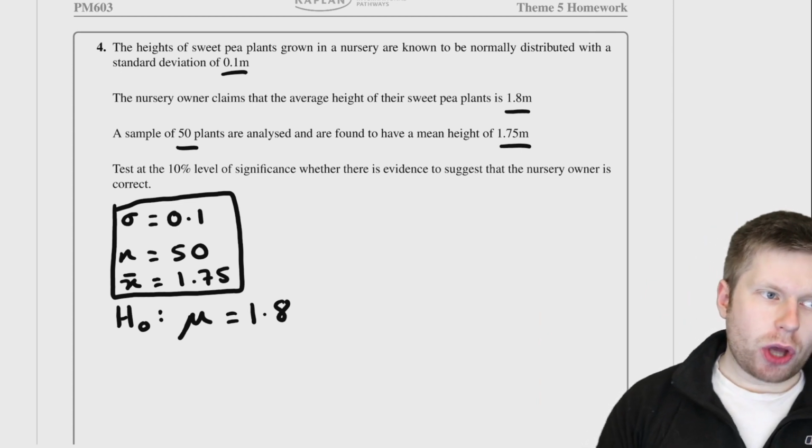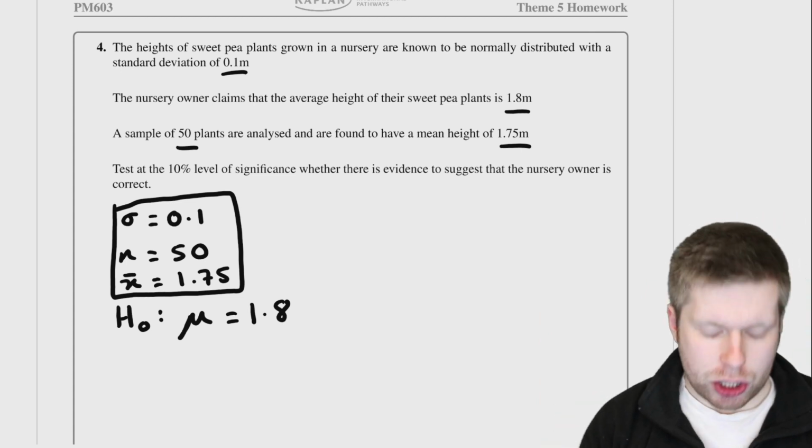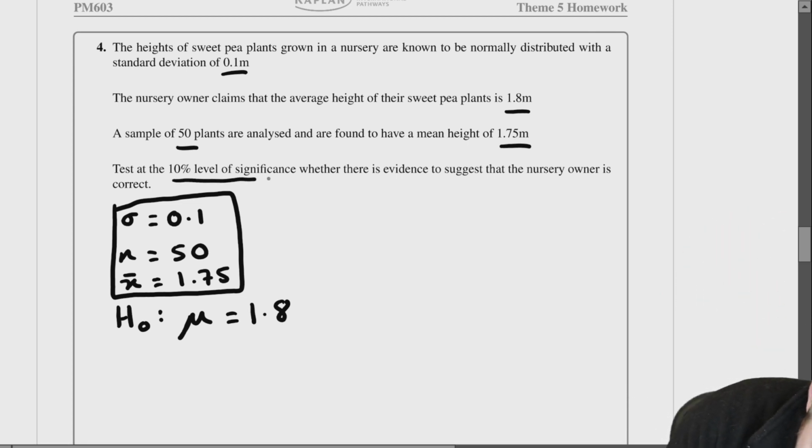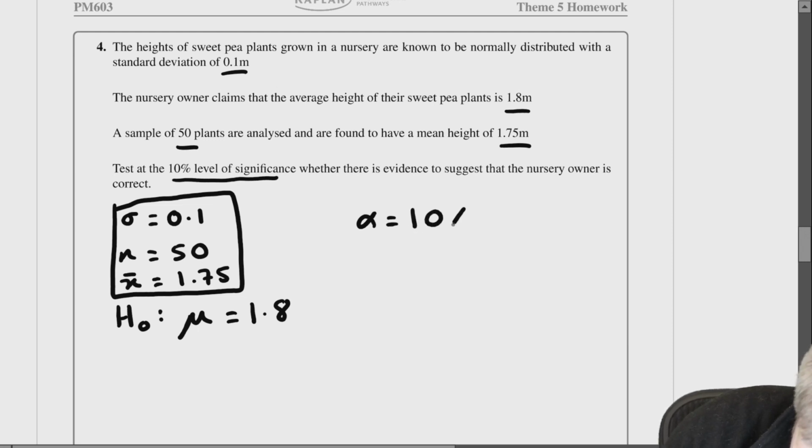So what else do I need then? This is the information I've got. Oh, actually, there's one more bit of information. It's the level of significance. So I'll write that down over here. The alpha is our level of significance, and it's 10%.